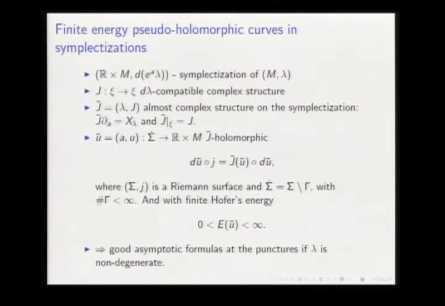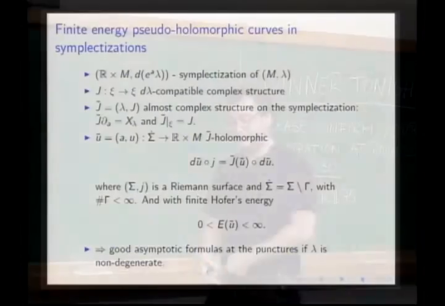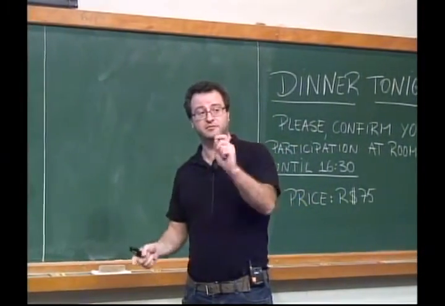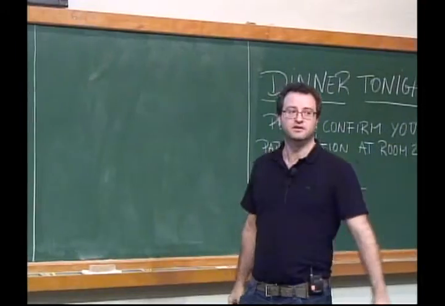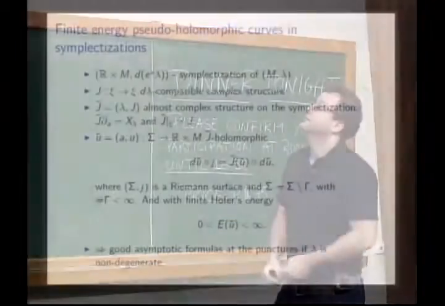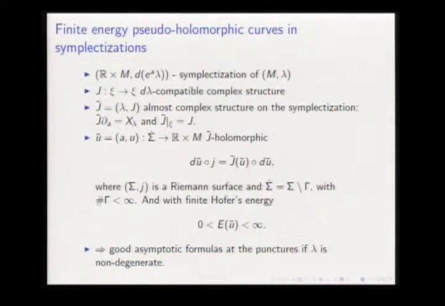And so we take a curve satisfying that equation, and it's defined on a Riemann surface, and possibly we remove finitely many points from this Riemann surface. If this surface has a boundary, we remove only interior points, and we assume that the Hofer energy of this curve is finite, and you have good asymptotic limits at all of those punctures. Let's assume that all of them are non-removable.